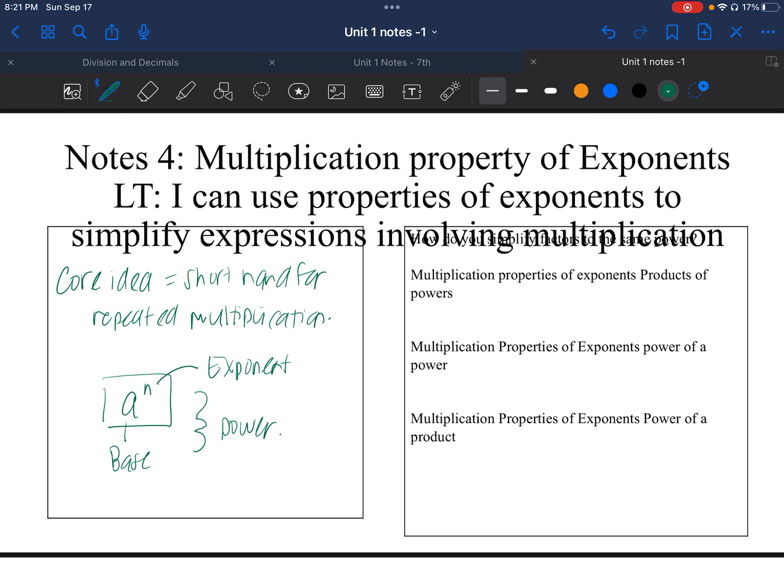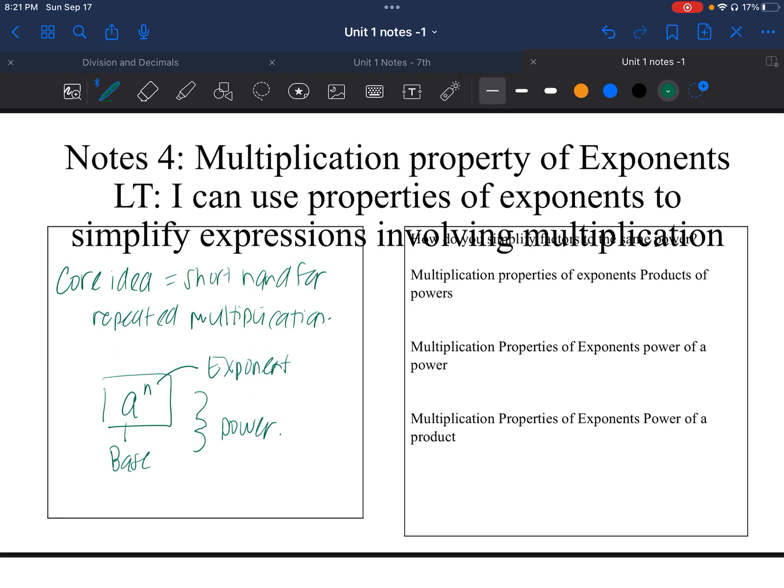So we're going to talk about a couple different properties of exponents and how we might be able to add them together to simplify an equation. First, we need to talk about what an exponent is actually doing, because that will help us understand how we can change those or add them or subtract them when we are doing multiplication problems.